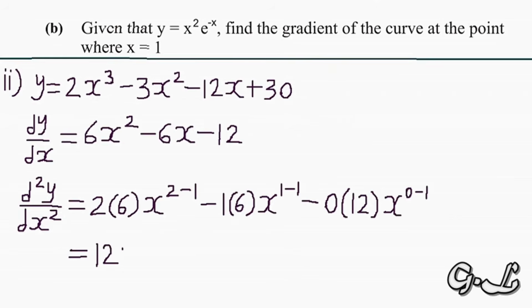So the next thing that we are going to do is consider the simplification. When you simplify it, it will be 12x minus 6, like that. We already found the coordinates of the stationary points in Roman numeral 1.